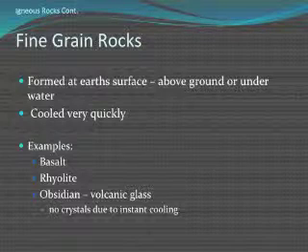One other type of rock that has no crystals at all is obsidian, and that's also known as volcanic glass. It cooled so quick that no crystals at all formed.